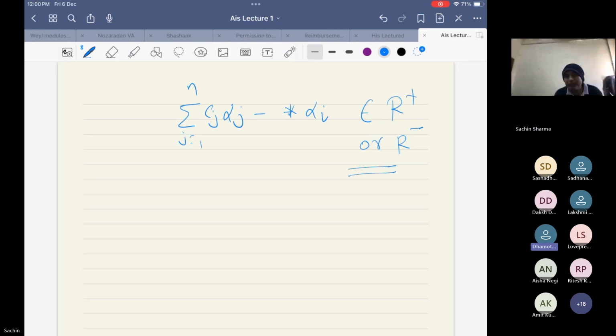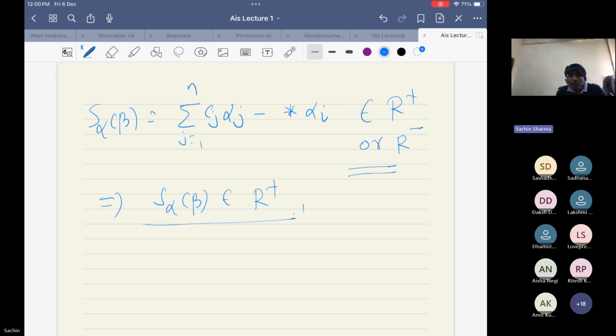Again R plus. Why? One of the Cj is positive. So whatever combination comes, S alpha i of beta should be positive, right? Because you cannot have mixed coefficients. Okay. And that is the power of these simple roots. So that forces S alpha i of beta to be in R plus. Okay. And that's the result.